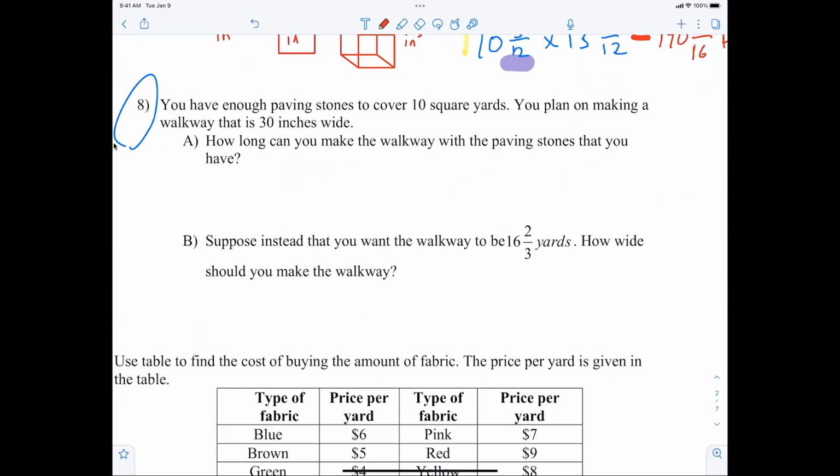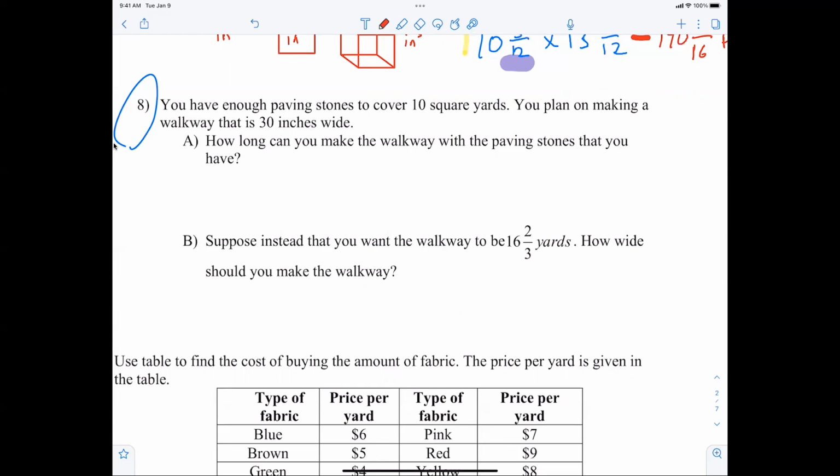Number 8 was hard. Hopefully you talk to your parents if you're having problems. You have enough paving stones to cover 10 square yards. You plan on making a walkway that is 30 inches wide. How long can you make the walkway with the paving stones that you have?